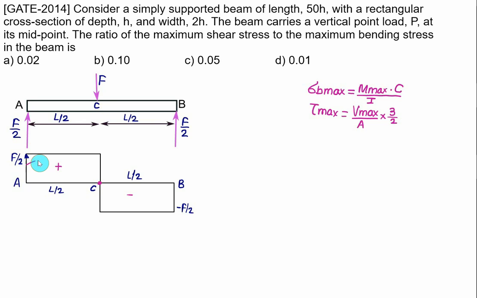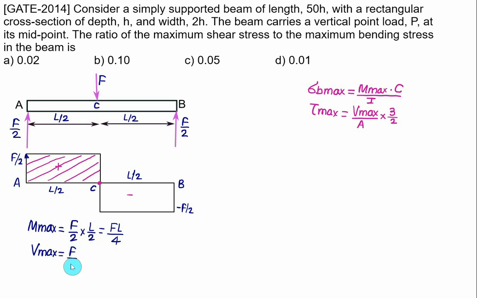In that case, the maximum bending moment will occur at point C and the maximum value of a shear force will be same as equal to F by 2. And the maximum bending moment at point C we can calculate as area under the shear force diagram. In this case, we have maximum value of bending moment M max will be equal to area under the shear force diagram, same as F by 2 multiplied by L by 2, that equal to F into L by 4. And the maximum value of a shear force is V max, that will be equal to F by 2.